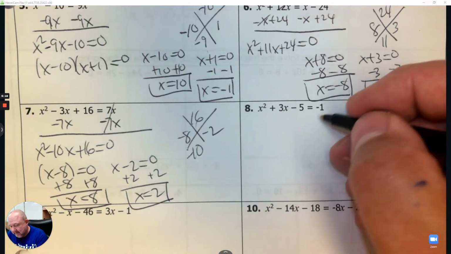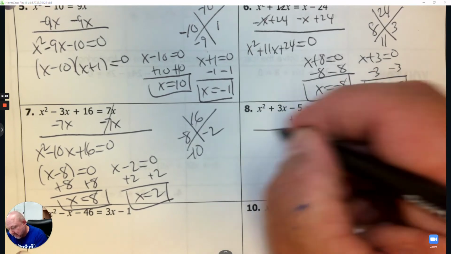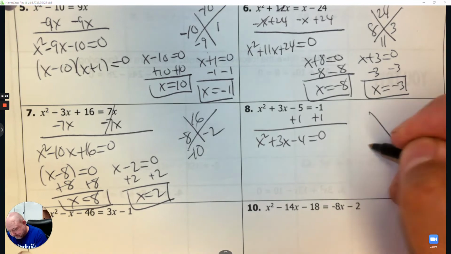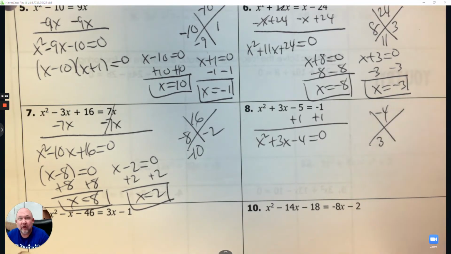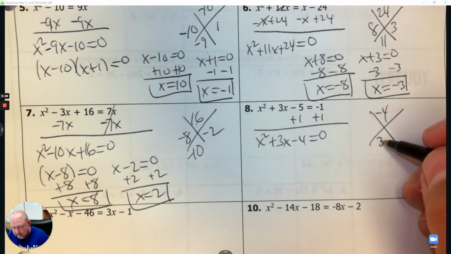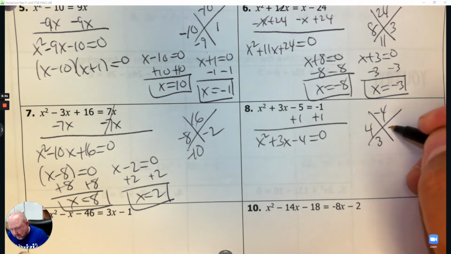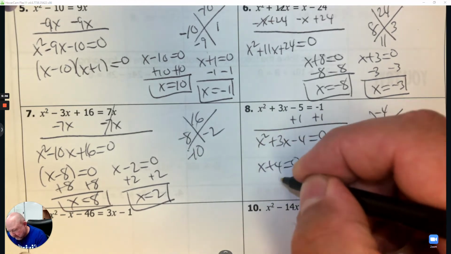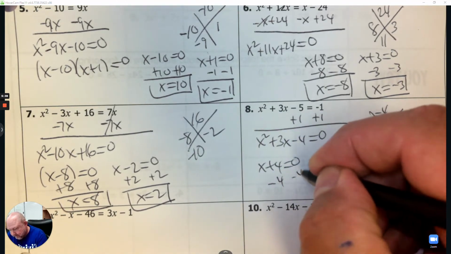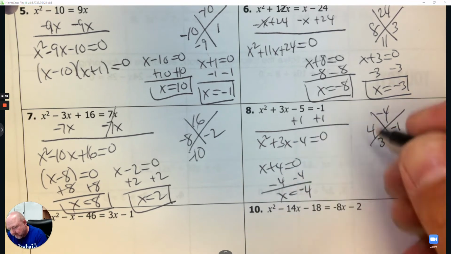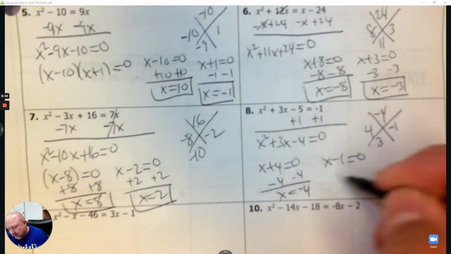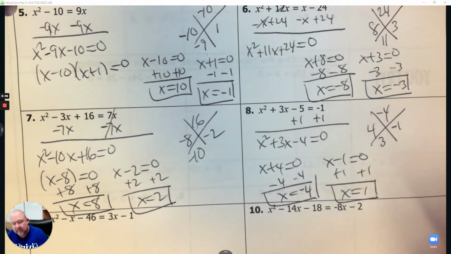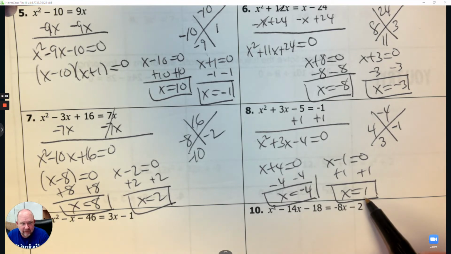Number 8, make it equal to 0. So add 1 to both sides. Now factor it. So two numbers that multiply to negative 4 and add to 3. So 4 and negative 1 fit. So x plus 4, and now solve it. X minus 1 equal to 0, and solve it. So one answer is negative 4, and the other answer is positive 1.